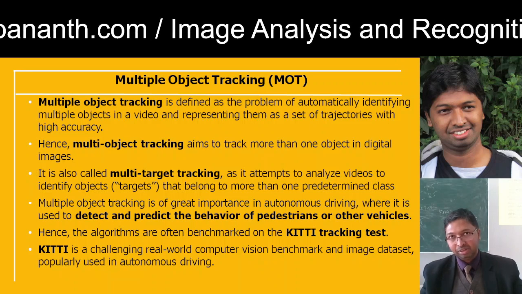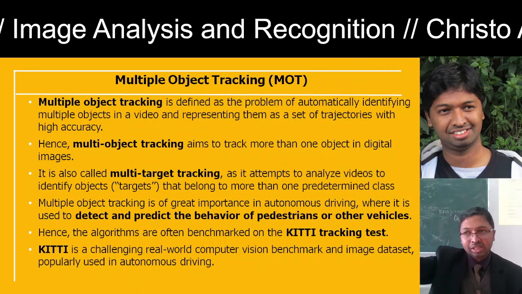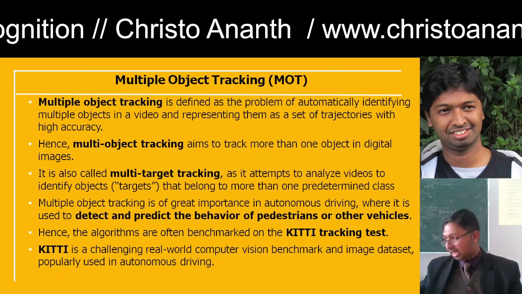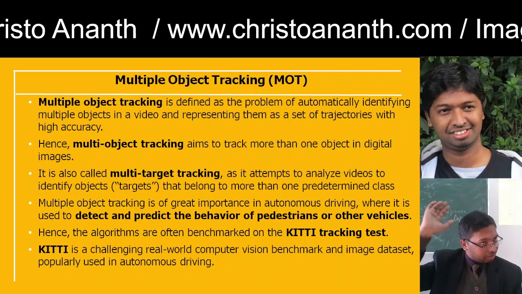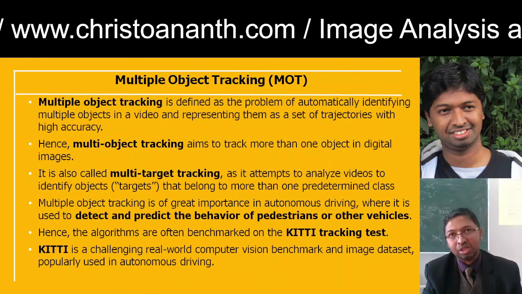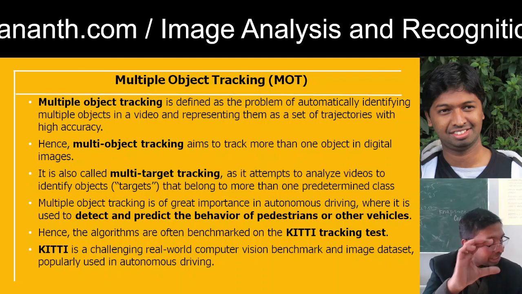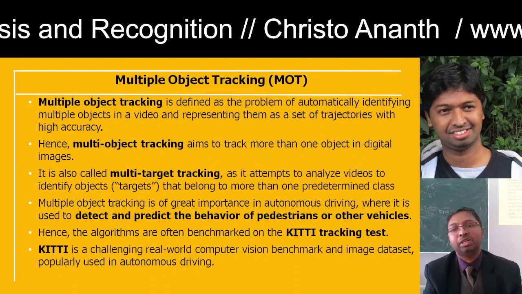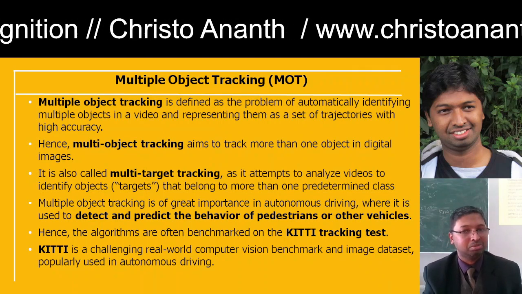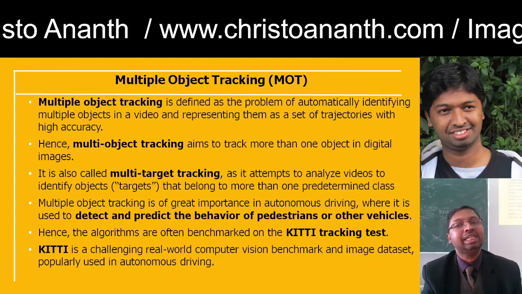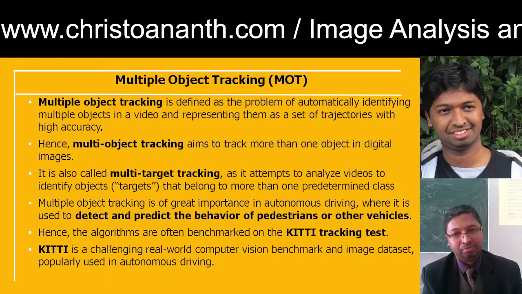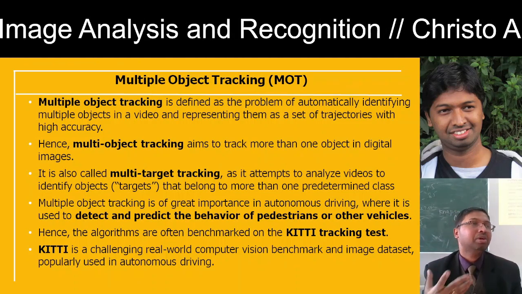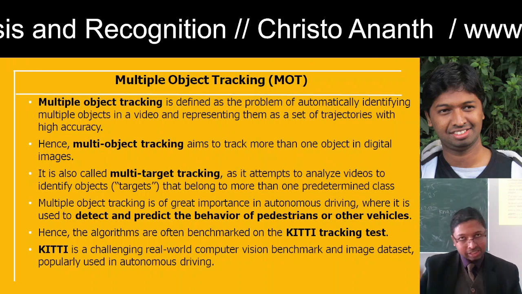Without a driver, you have to identify that there are pedestrians crossing, there is a cat crossing, there is a vehicle crossing, and the light is very low, so that also it should handle. That is how you go with multi-target tracking. You are going to detect and predict the behavior of pedestrians and other vehicles as well. Maybe you will use the KITTI tracking task, especially for computer vision. Here you will have several image data sets, and you can use it especially in autonomous self-driving cars.